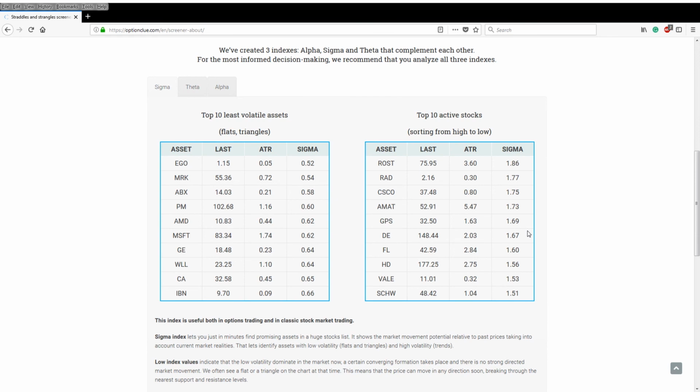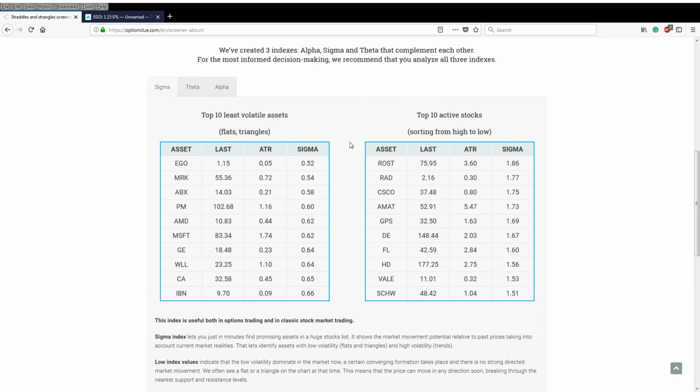The screener can significantly simplify the process of selecting the most relevant assets for trading. Let's take an example of the search for a stock that is in a flat or triangle at the moment. To do this, let's look at the table on the left. As we have already said, here are the 10 least volatile assets at the moment. Let's take, for example, an asset with an EGO ticker with a sigma value of 0.52 and see what is going on in the market on the daily time frame.